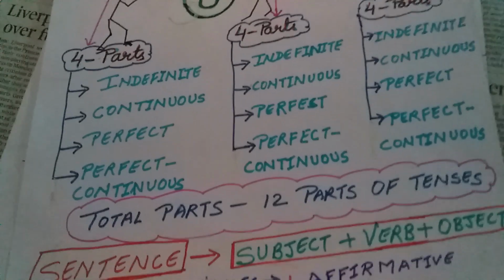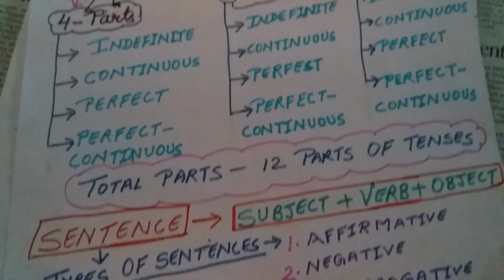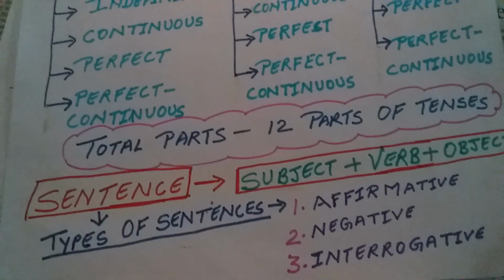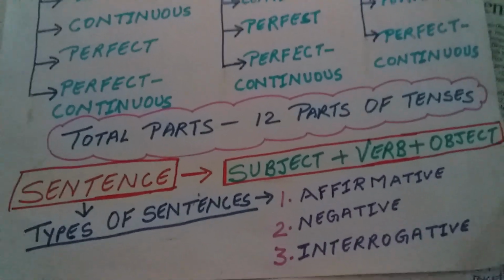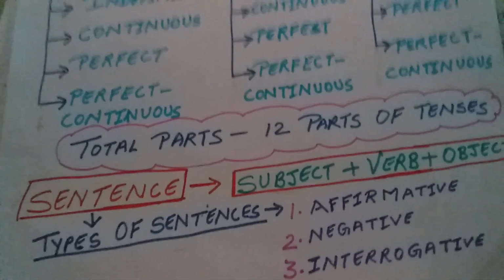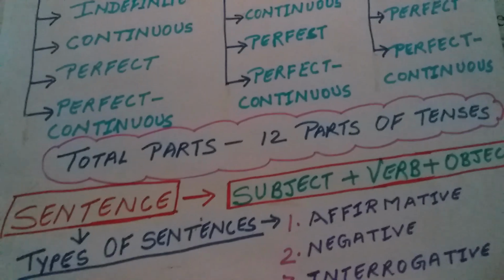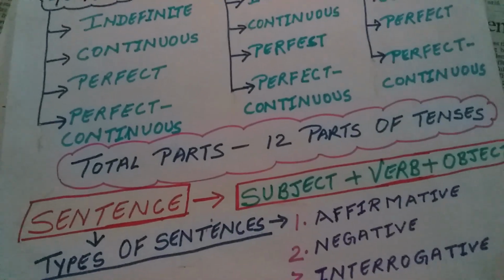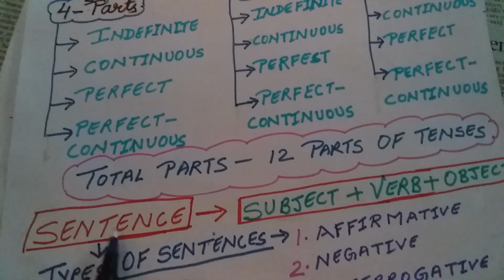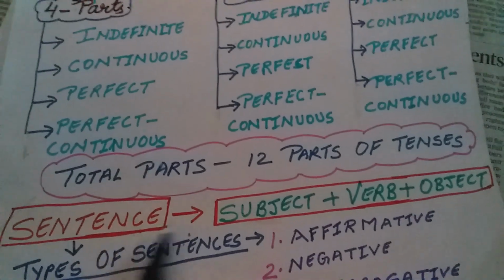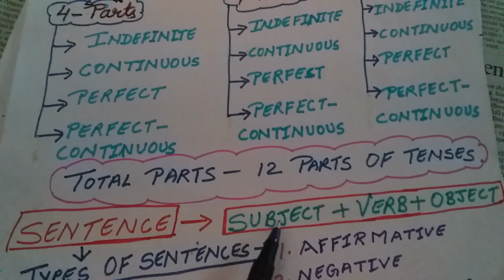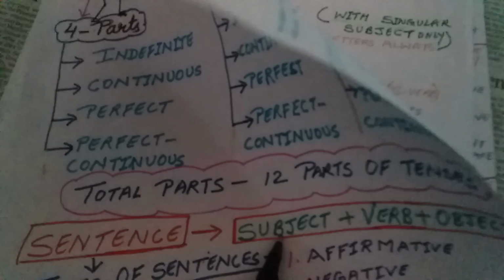Now, to understand these 12 parts of tenses, we should know the concept of a sentence. Now, I hope you all know what a sentence is. It is a group of words which make complete sense. Now, what are those group of words? We call them subject, verb, object.